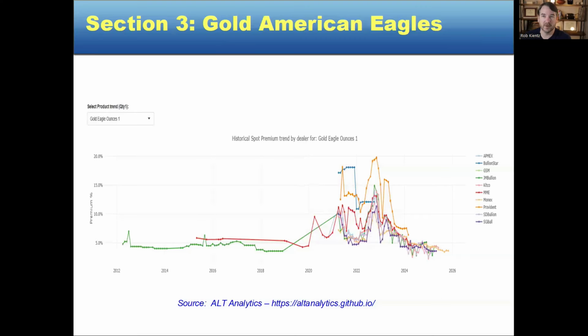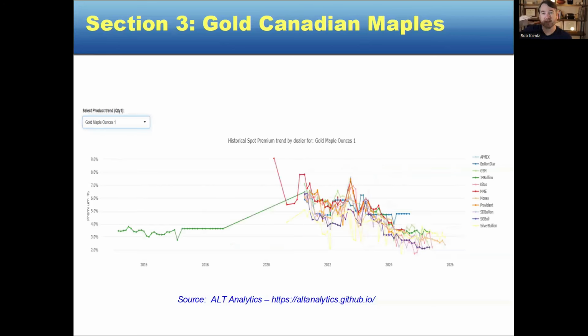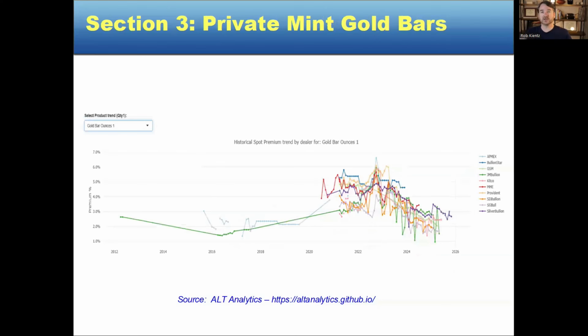So what has higher premium spikes and crashes after the premium spike comes down? American Eagles. What has the second highest premium spike and crash? The gold Maple Leafs. What has the third? Bar ounces. That has a function of supply and demand at the same time for each product, as to when premiums will spike, when there is some sort of economic event which causes spot prices to spike in a short period of time.